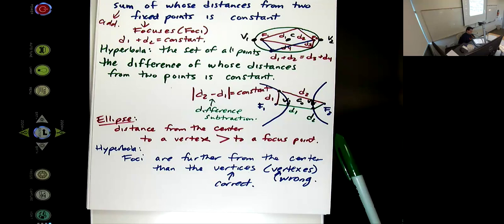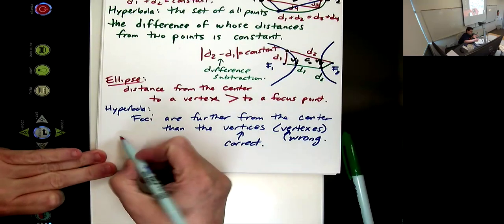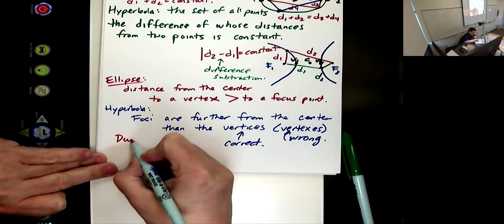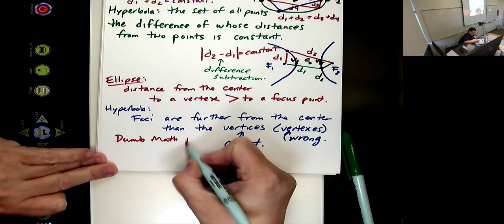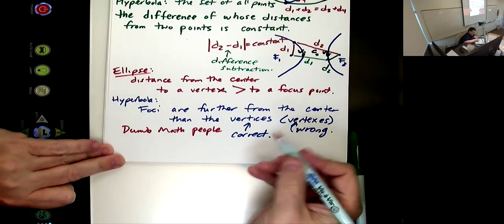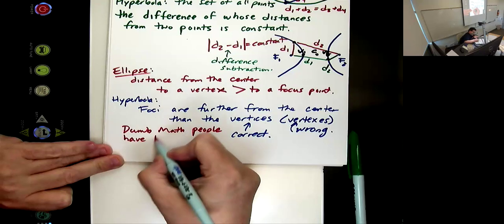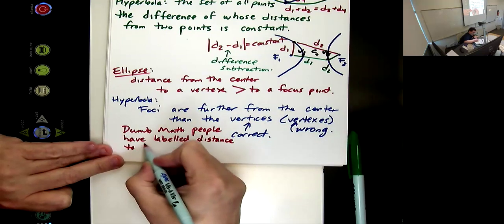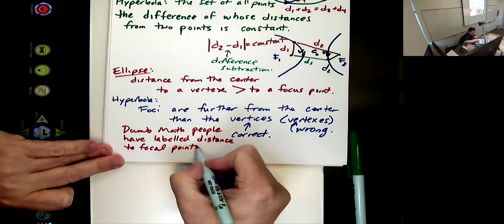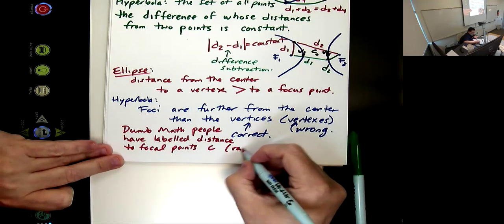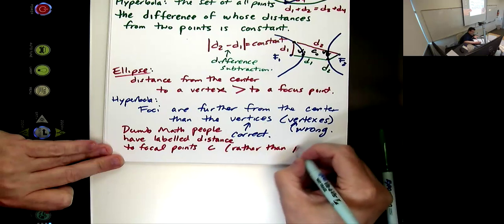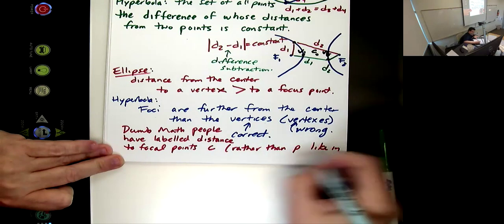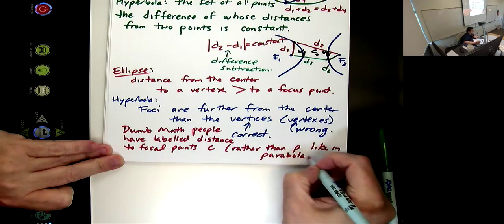And for some reason, they have chosen to use the letter C to represent that distance rather than P. Dumb math people have labeled that distance to the focal points C rather than P like the parabola. I don't know why, so don't ask.